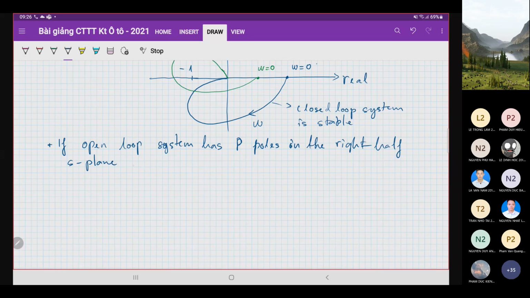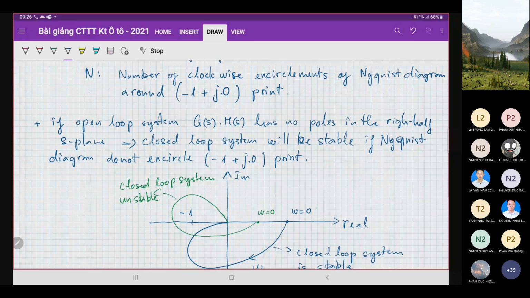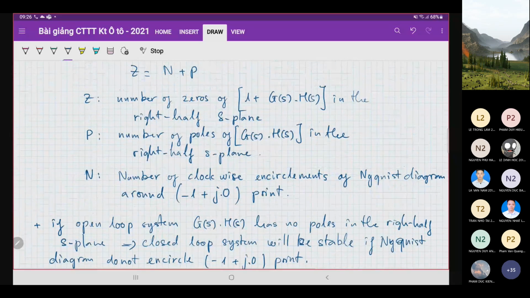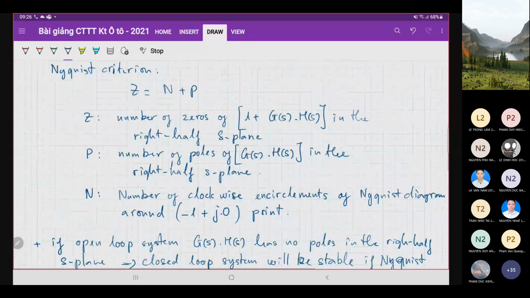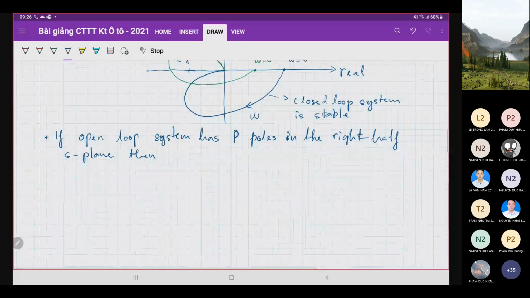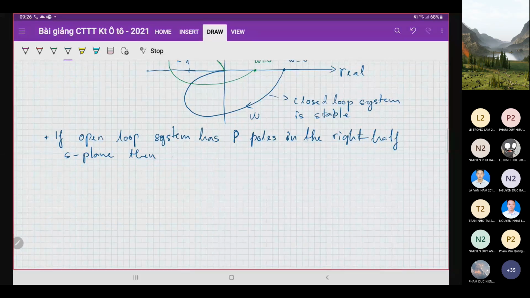Then, suppose that the Z in the equation before is equal to zero, that means N equals Z minus P. Okay, and assume that Z is equal to 0, that means N should be equal to minus P.